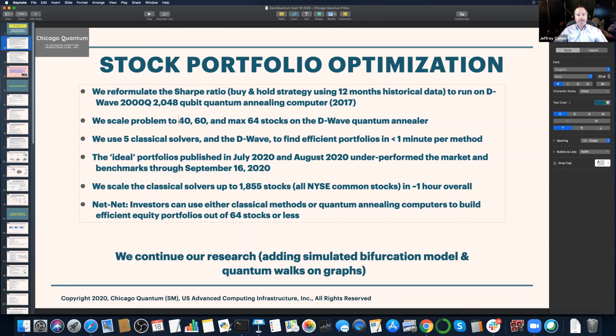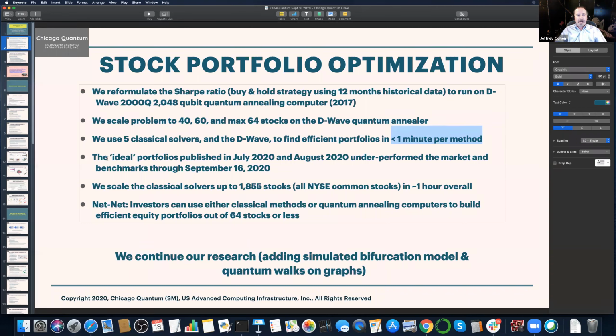We scaled the problem to 40 stocks, and we were so proud. We wrote an article, and we told everyone how we did it, because it was really exciting to get it on D-Wave. And then we did 60 stocks, and then within a day, we got it up to 64 stocks. And this runs consistently on the D-Wave. We get great results. We use 5 different classical solvers as of today, like in production. And with 64 stocks, we can do this in less than a minute per method, which is great.